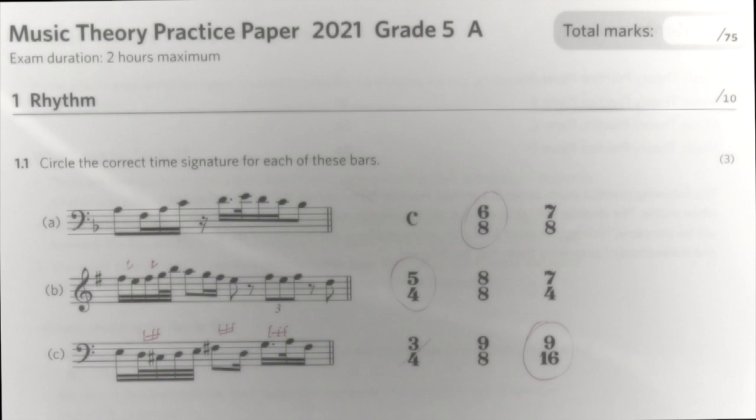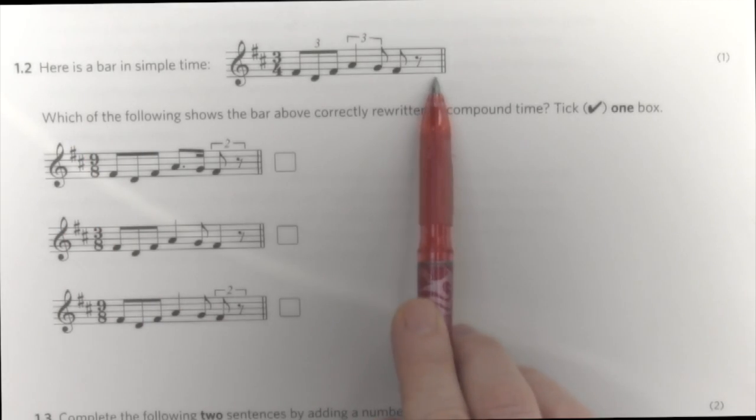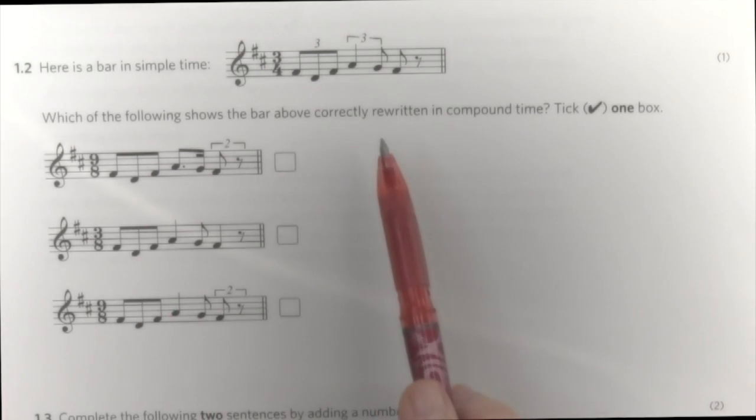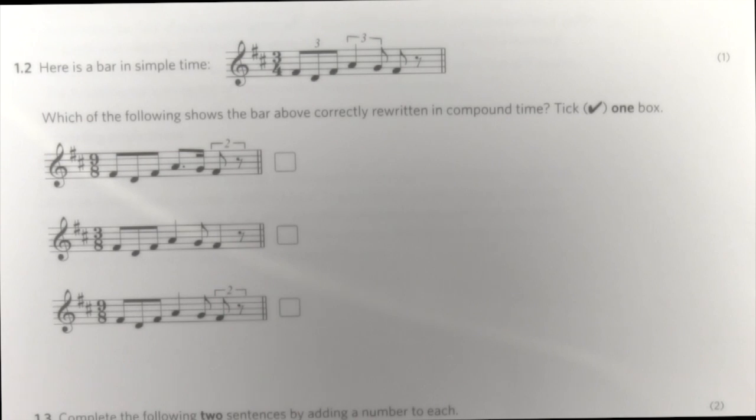Sorted. Excellent. Question 2. We have a bar in simple time and we need to tick the box that shows the same bar, rewritten correctly, of course, in compound time. Before starting my usual technique, let's have a look at the options that we have. We have 9/8 or 3/8. How could 3/8 be correct in this bar?